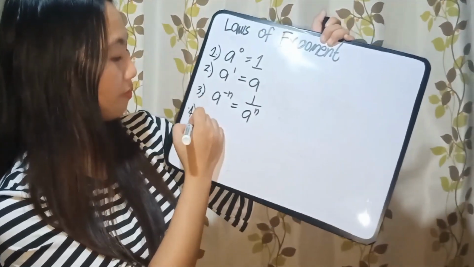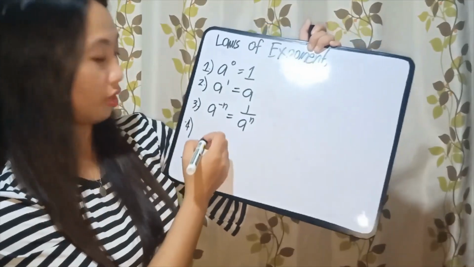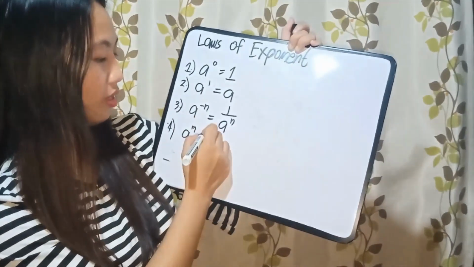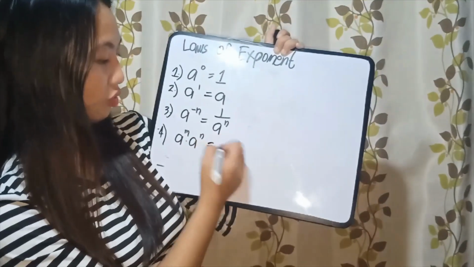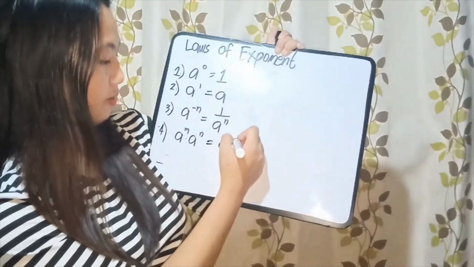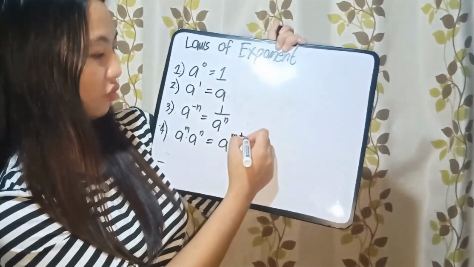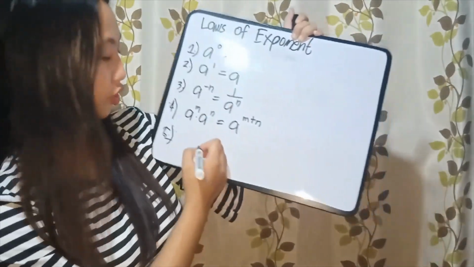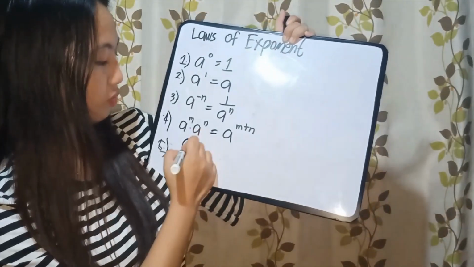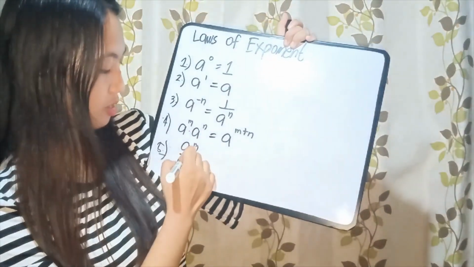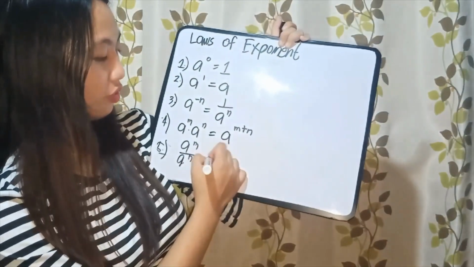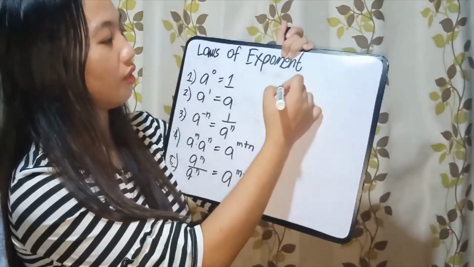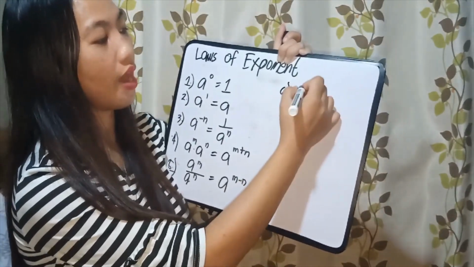For the fourth one, we have the multiplication of the same base but different exponents. To simplify this, we have a raised to m plus n. For the fifth, the division, we have a raised to m over a raised to n, rather. So we have a raised to m minus n.